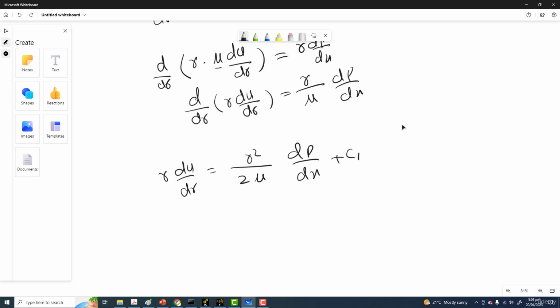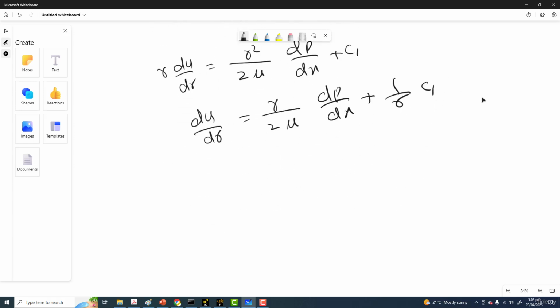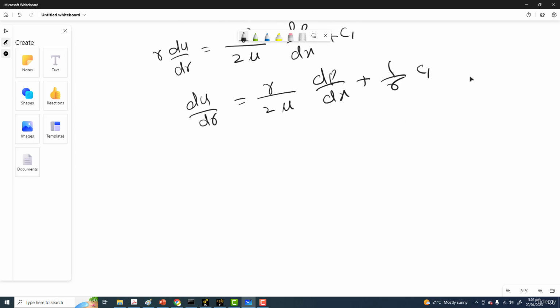I write this in the second step. So this will be du/dr equal to r upon 2 mu dp/dx plus 1 upon r c1. Now if you integrate this again, we get u as a function of r equal to r square upon 4 mu dp/dx plus log of r times c1 plus another constant which is c2.